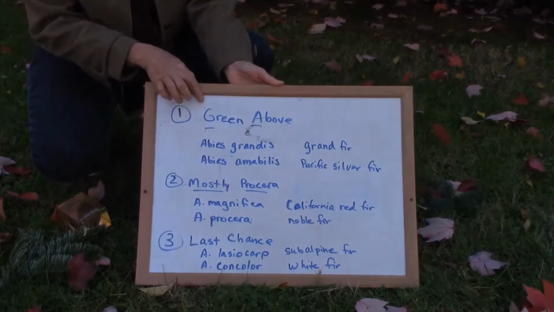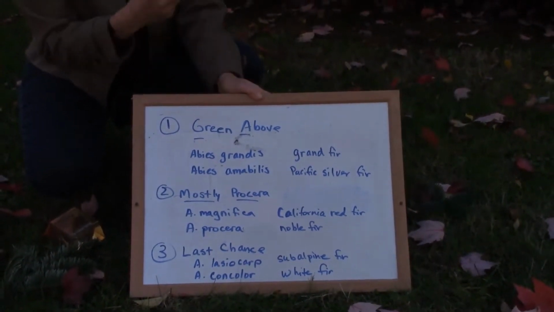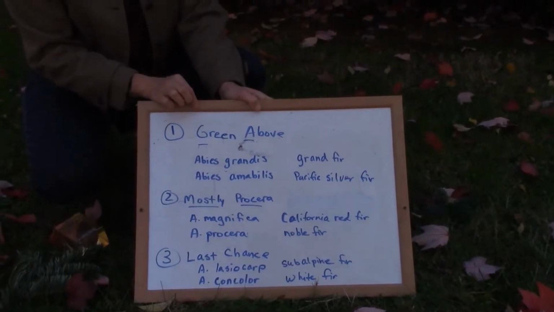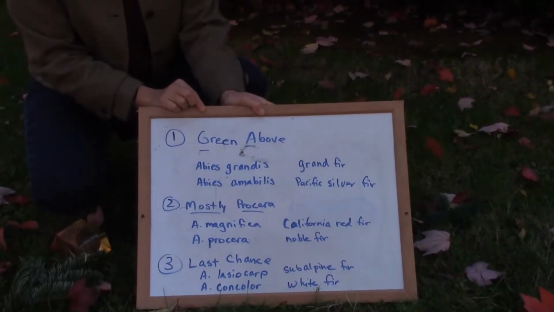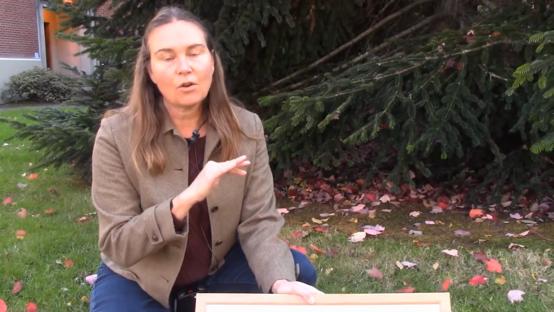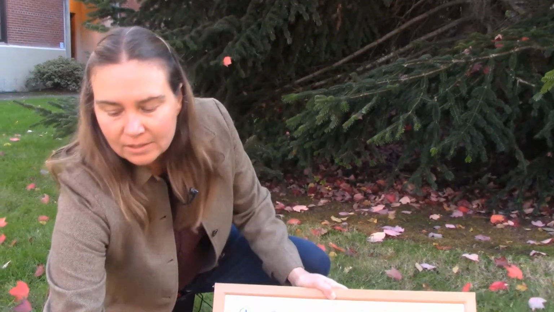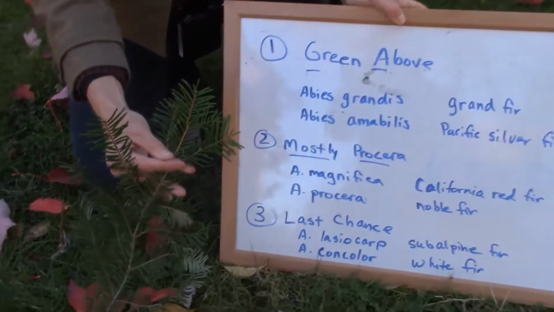So the first step in this memory key is green above, and I underline G and A because there's 2 different species that are green above. What I mean by green above is that there's no bloom on the upper surface of the needle, only the undersurface. So on the upper surface, it's going to look completely green, kind of grassy green.